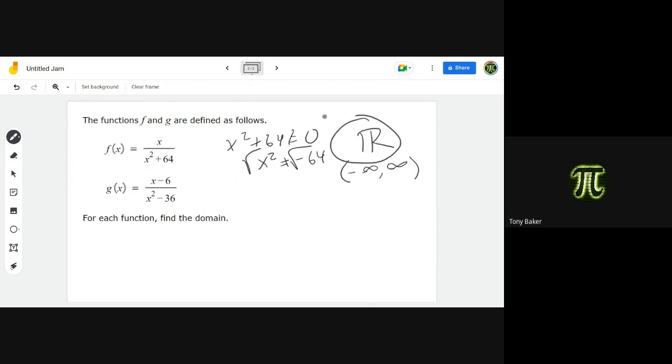If you've never seen that symbol before, that just means all real numbers. Next one, same concept. I'm going to do x squared minus 36 does not equal 0. So x squared does not equal 36. Square root, this one I can do. So x does not equal, and remember when I take the square root of a number, we have the plus and minus version of that one. So it's plus or minus 6.